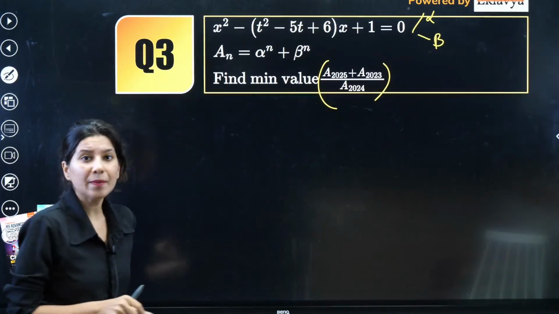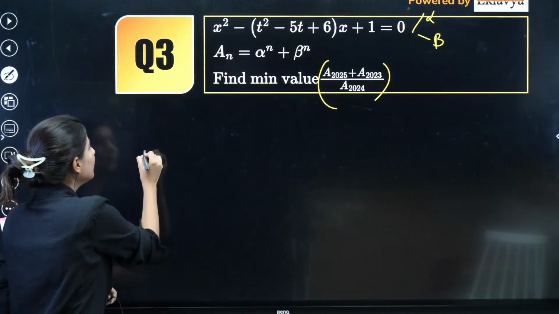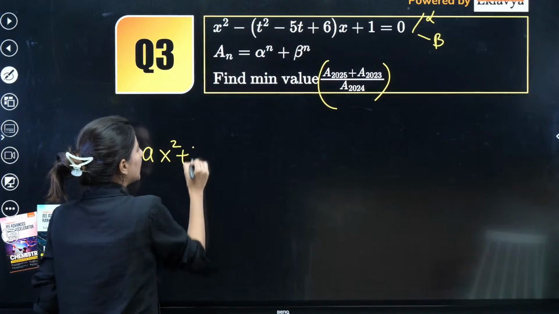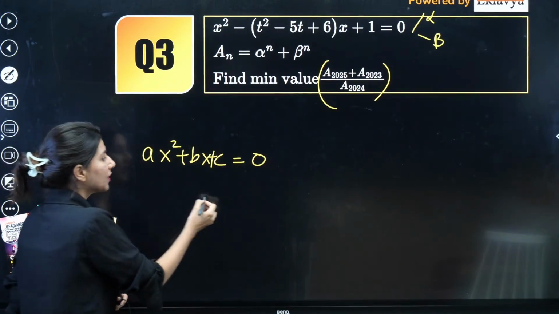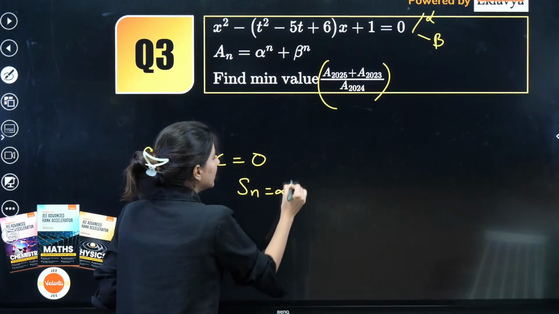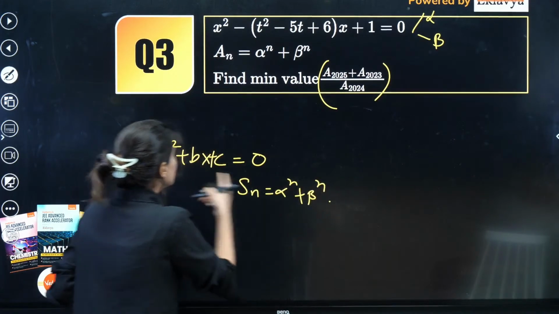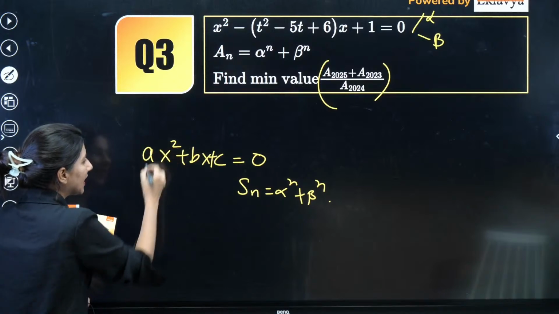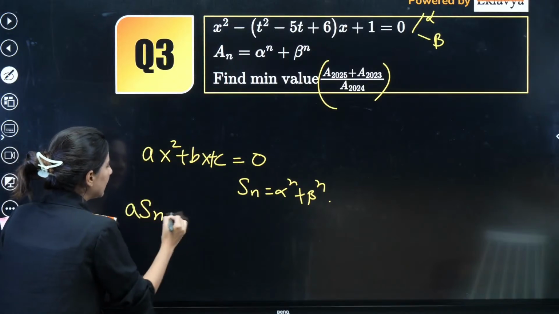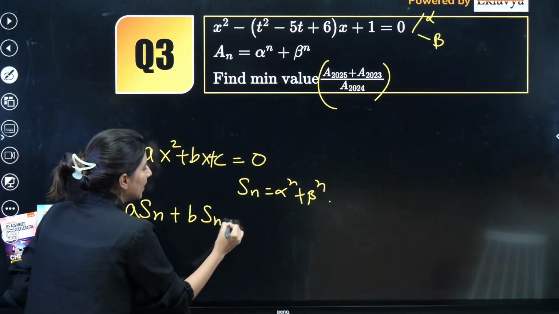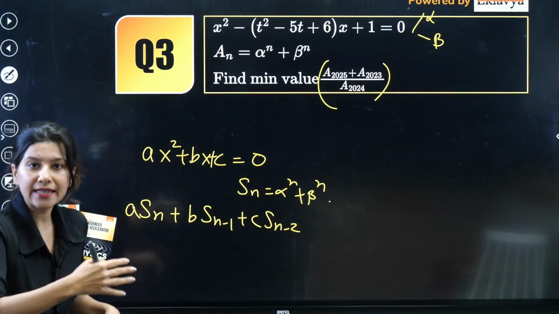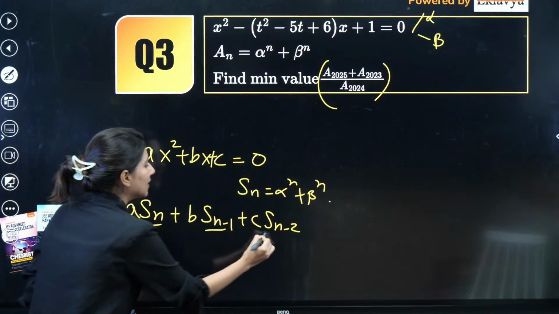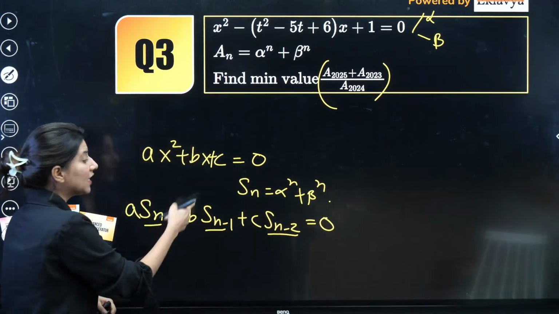So for that, I'll be applying Newton's formula. Newton's formula says, let me just show you, if ax square plus bx plus c is equal to 0 is a quadratic whose Sn is alpha raised to power n plus beta raised to power n, then you can just replace x square by Sn. So a times Sn plus b times Sn minus 1 plus c times Sn minus 2. So basically x square, x and constant will be replaced by these three values, which are by the way sequential.